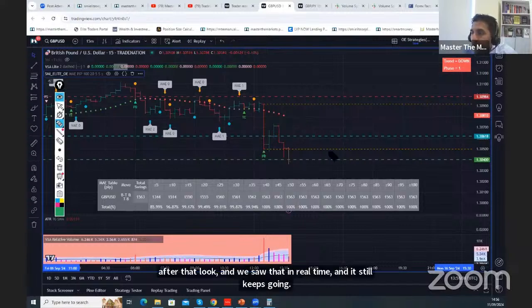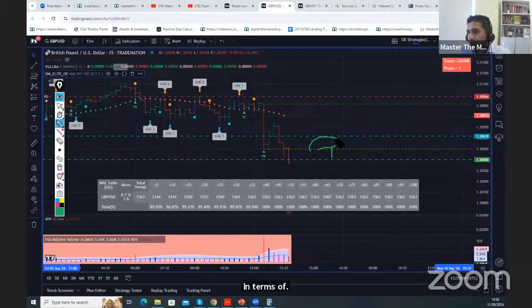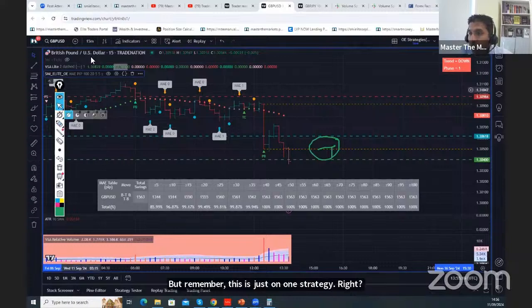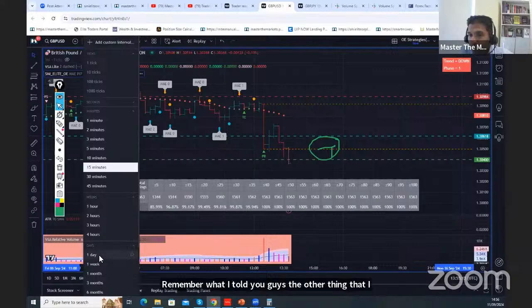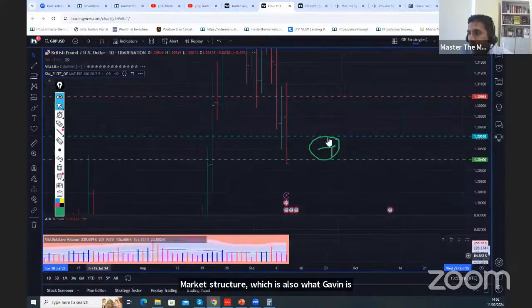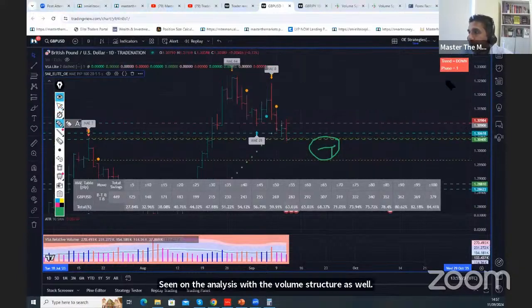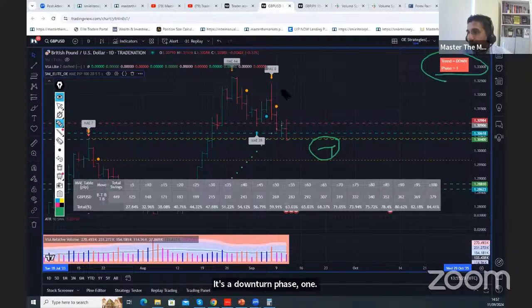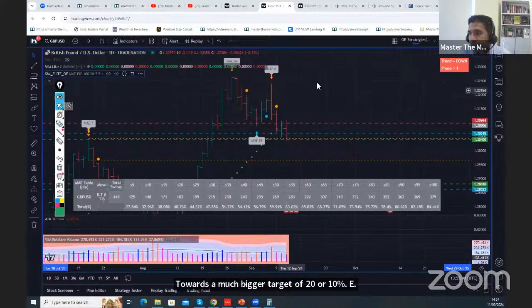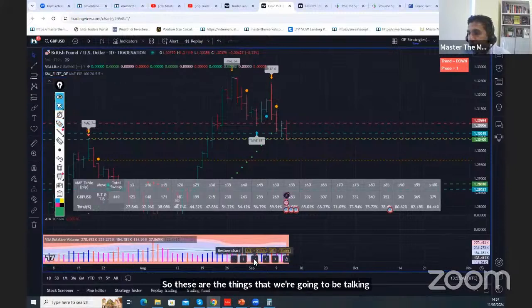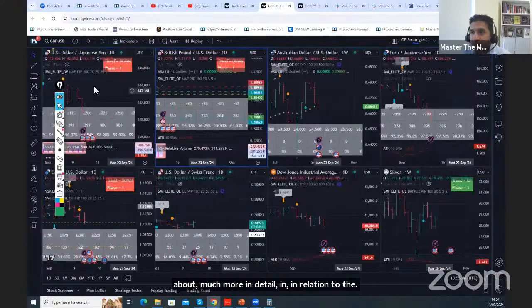In terms of one of the target levels, yes, 30-40 has been reached. But remember, this is just on one strategy. Remember what I told you guys? The other thing I also told you in terms of market structure, which is also what Gavin has seen on the analysis with the volume structure, is that across all time frames, it's a downtrend phase 1. Go and watch back the recording. That's when you can have another strategy tree where you let it run towards a much bigger target of 20 or 10% OE. So these are the things that we're going to be talking about much more in detail in relation to the Tenerife event in Spain.